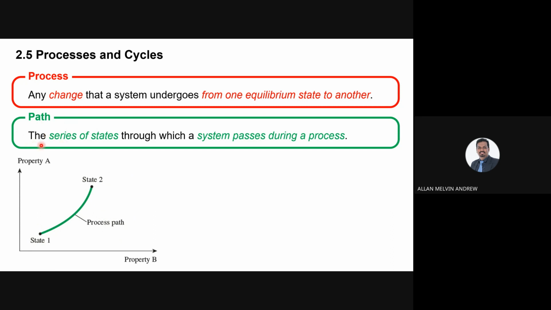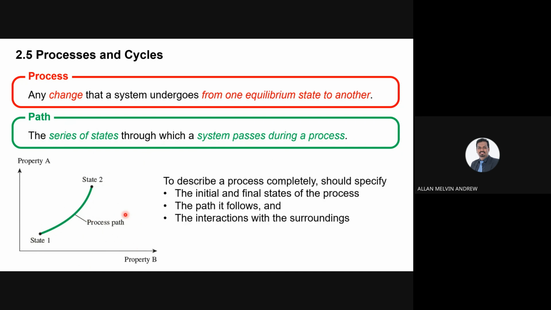A path means the series of states through which the system passes during a process. So you have a process here, and the process is going through a path. That is what we call a process path. To describe a process completely, you should specify the initial and final state of the process. This is your state 1, this is your state 2. Maybe after this you will have other states as well until you reach the final state.